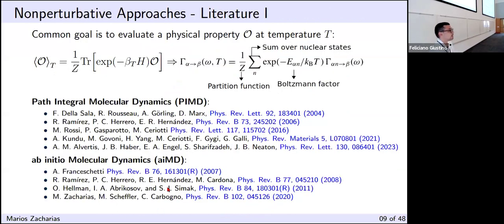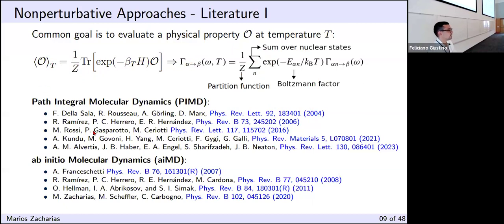In all non-perturbative approaches, the main aim is to evaluate the physical observable at temperature T. This is the thermal average of the observable, which can be written as a trace over the complete set of eigenstates of the Hamiltonian, weighted by the standard Boltzmann factor, and Z is the partition function. If we replace the observable with the transition rate between an electronic state alpha and a final electronic state beta and expand the trace, we can obtain this expression as a canonical average, and the summation here runs over the final nuclear states. This is actually the common goal of all non-perturbative approaches.